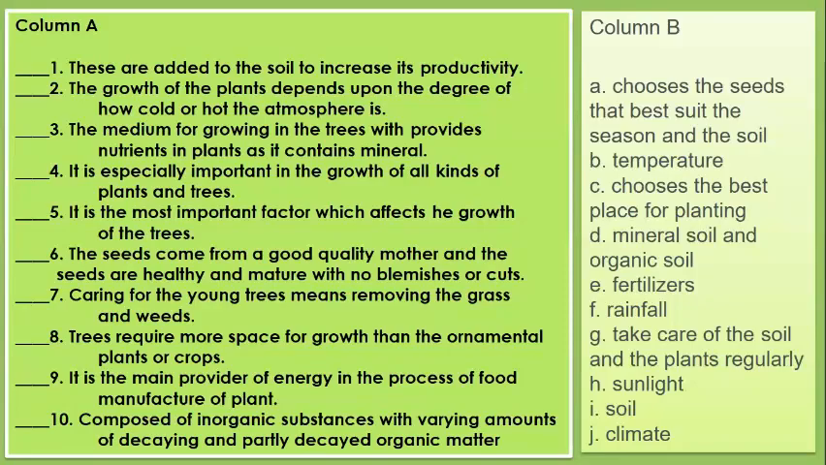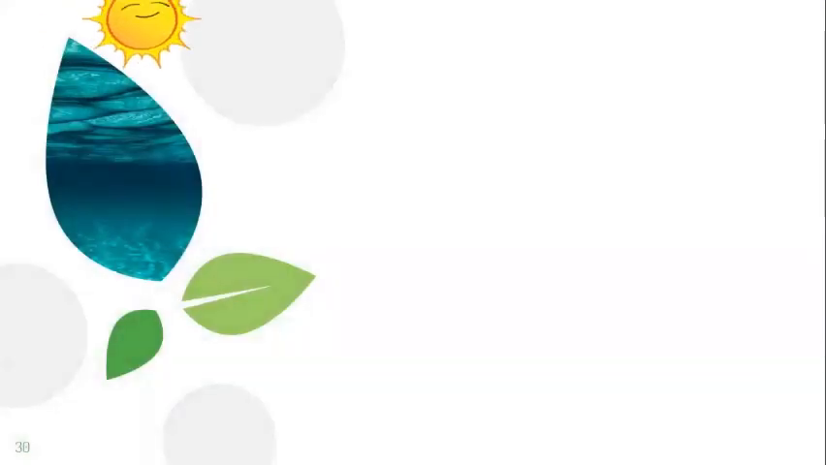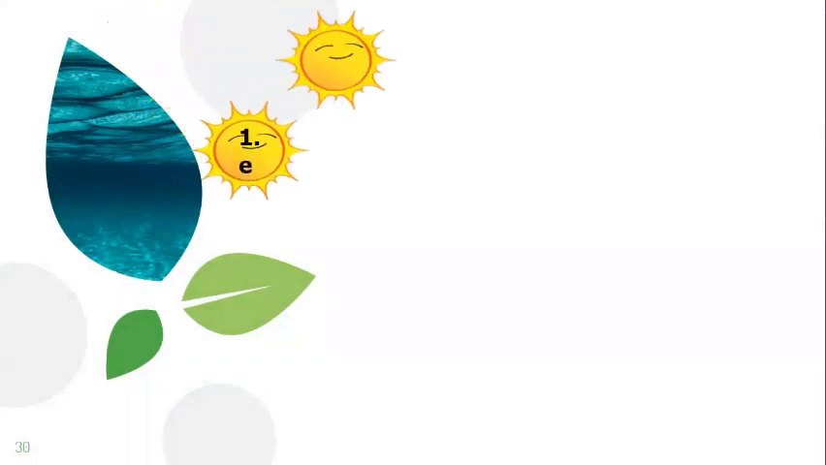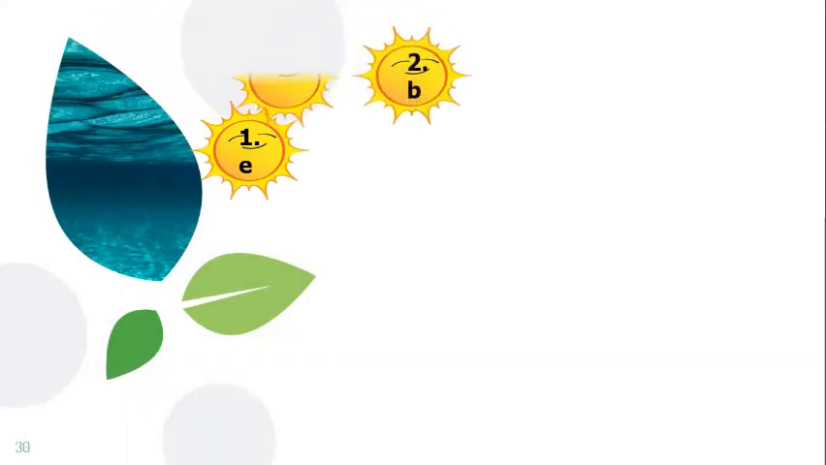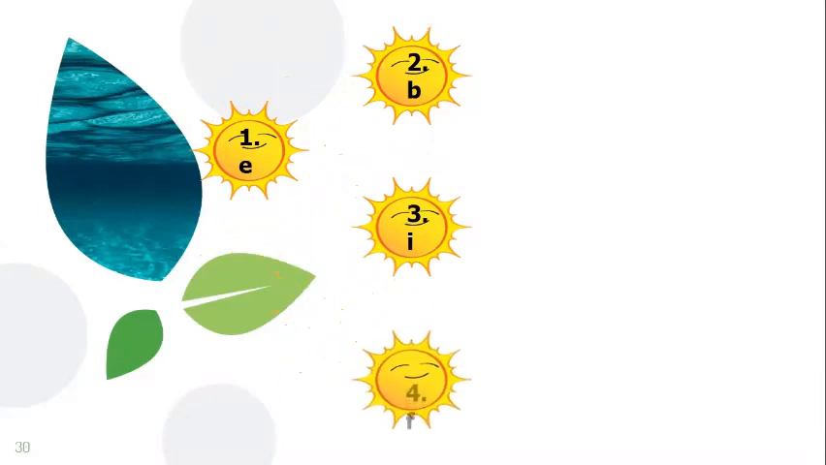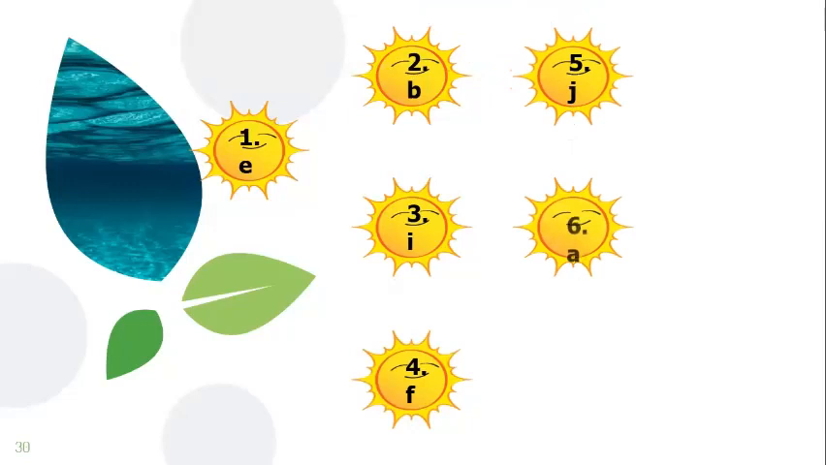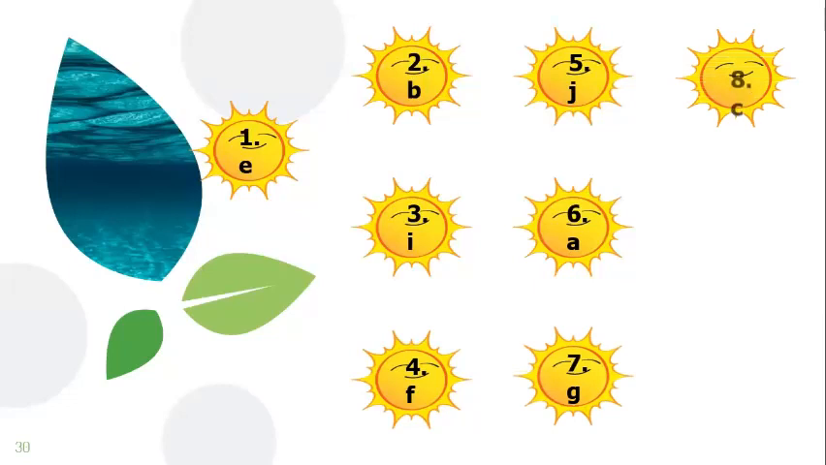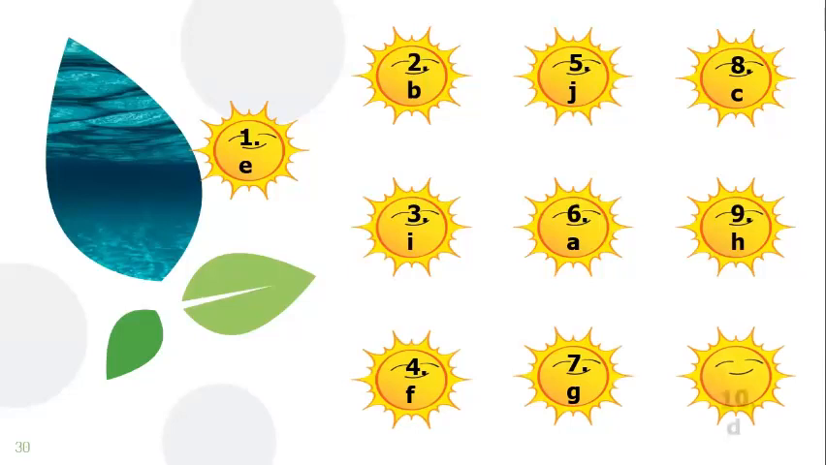Done, kids? Let's check. Oh, the sun is smiling. So number 1 is E. 2, you have B. 3, it's I. 4, it's F. 5, it's J. And 6, A. 7, G. 8, C. 9, H. And 10, the sun is smiling. T.